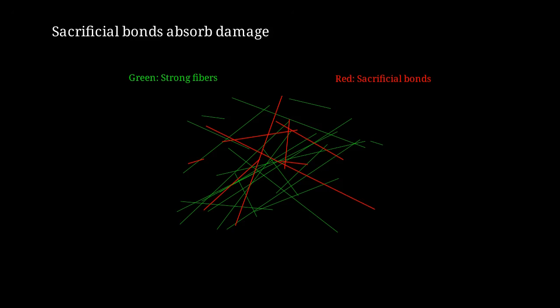Biological hierarchical structure. Strong nanofibers in green, connected by sacrificial bonds in red. When overloaded, red bonds break first, protecting the green fibers.